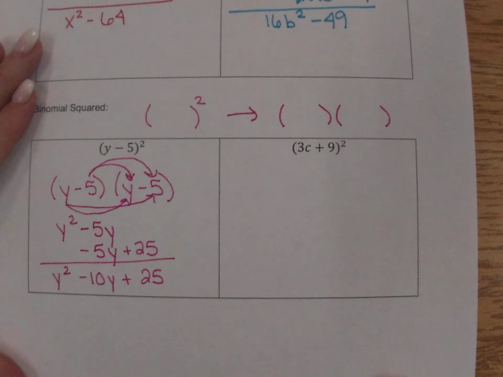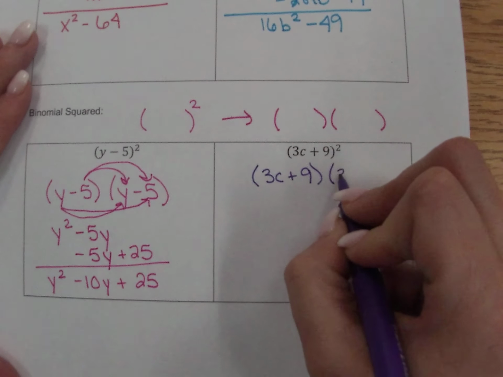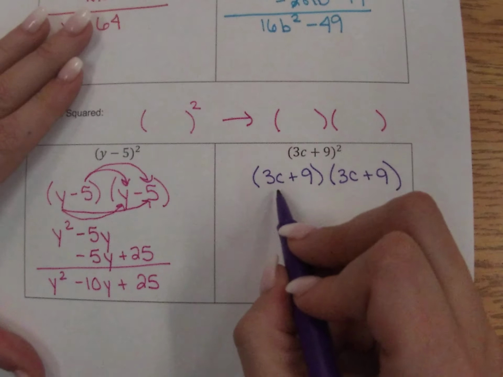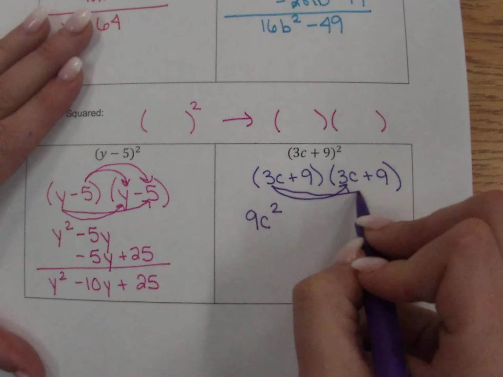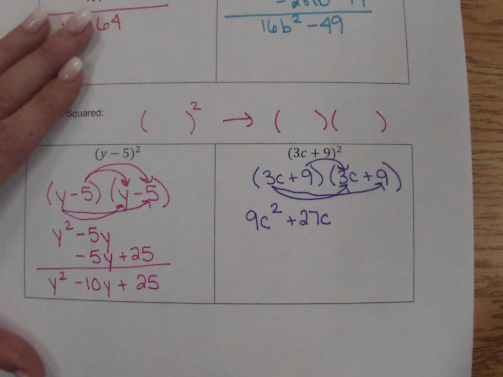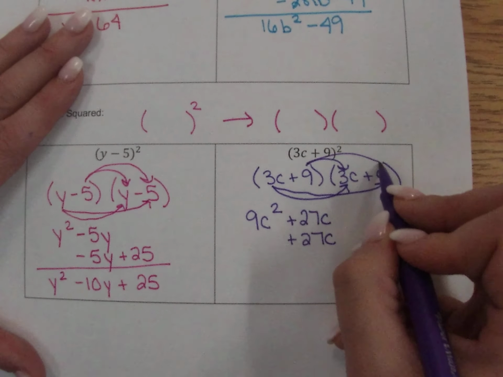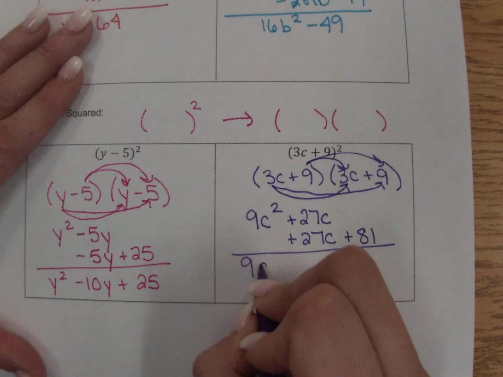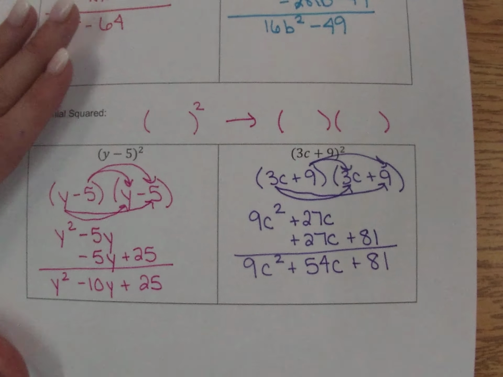So if we look at this next one, again, it's a binomial squared. So I'm writing this binomial times itself. And then I'm going through that full distributive process. So 3c times 3c is 9c squared. 3c times 9 is a 27c. 9 times 3c is a 27c. Those are like terms, so I'm stacking them. And 9 times 9 is 81. So now when I combine like terms, 9c squared plus 54c plus 81 will be my final answer.